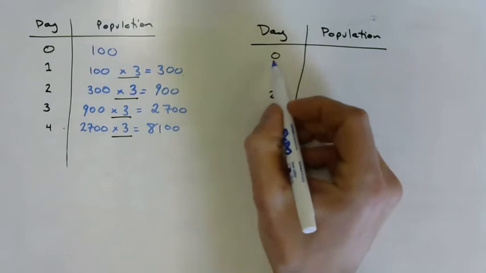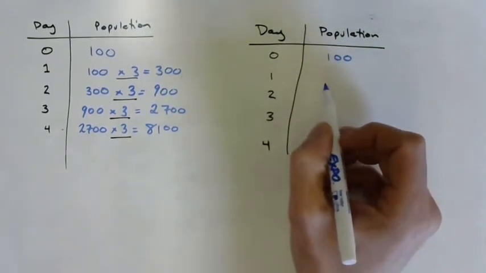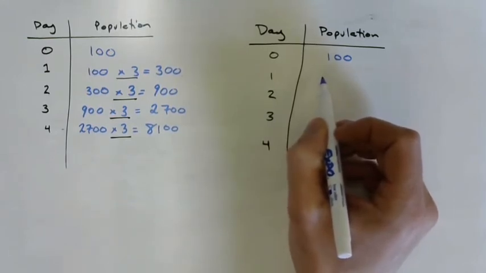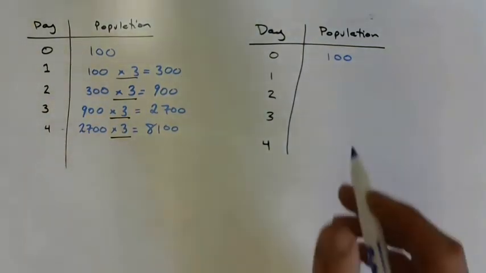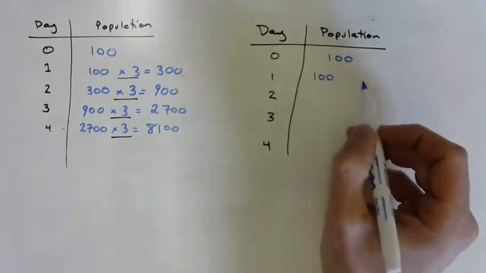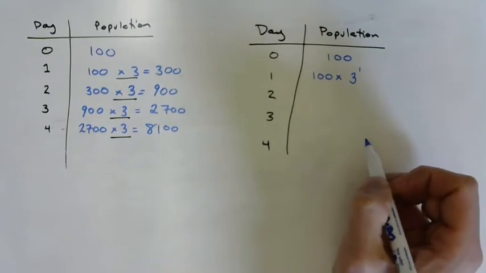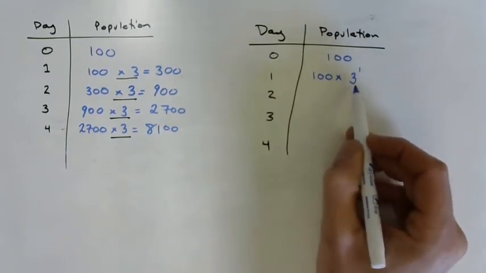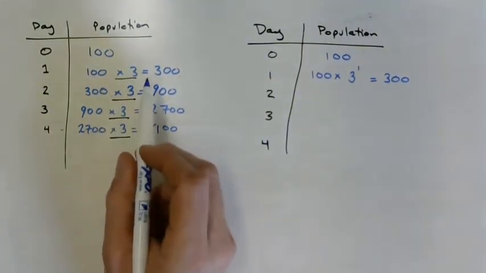So again, how many did he start with on day 0? There were 100. Now instead of saying what happened on each subsequent day, we're just going to say how many times did it triple. So on the first day, you had 100, but it is going to triple 1 time. You have 1 factor of 3. 3 to the power of 1 is just 3, so this is still just 300. We know that. The answers are all right here already.